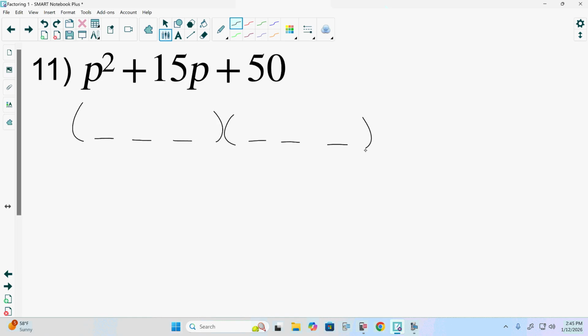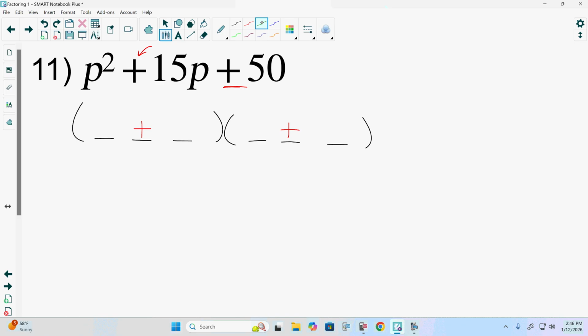Now 15p and 50 do have a greatest common factor of 5. But since the p squared doesn't have a 5, we don't have a greatest common factor. Now we're going to look at the signs. The third term in our case, its sign is positive, so the signs have to be the same, and they're going to match the sign of the middle term, which is plus. So we're going to have plus and plus.